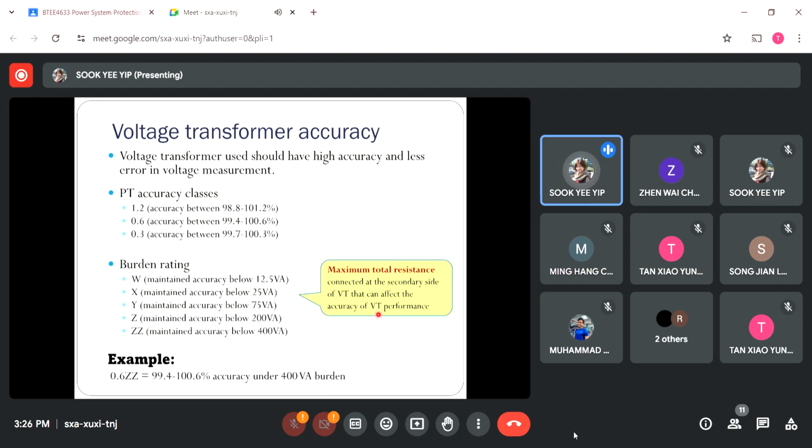For example, the secondary side of the voltage transformer can be connected to different devices, like relays or voltmeters. These components have a value that we call the burden. We have to keep these burdens lower than the burden rating we can obtain from the specifications of the voltage transformer. So for example, W here: if we are choosing the voltage transformer with W, it means that we have to maintain the burden below 12.5 volt-amperes.